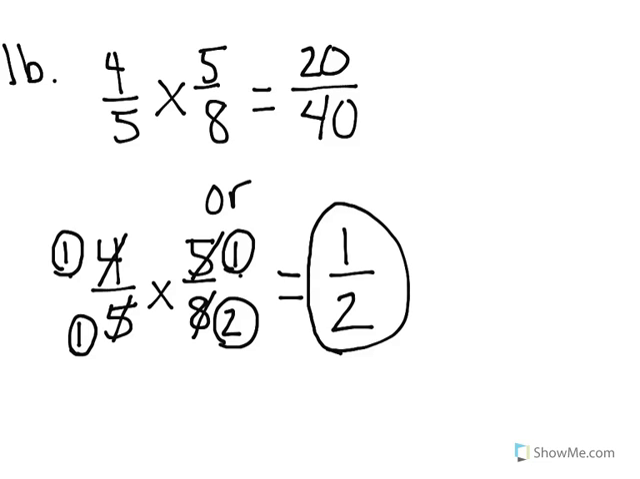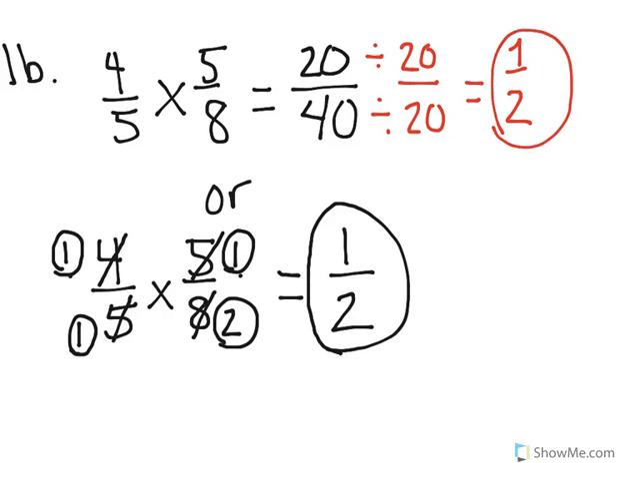Now notice in my original answer where I didn't cross-divide, I could then turn around and simplify this fraction by dividing both the numerator and denominator by 20, which would still give me that answer of 1/2. Now, keep in mind that if a problem tells you to simplify, the only correct answer would be 1/2. If it doesn't say simplify, you're all set as long as you have an equivalent fraction.